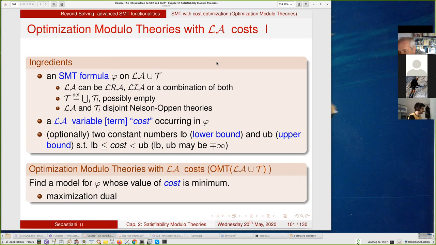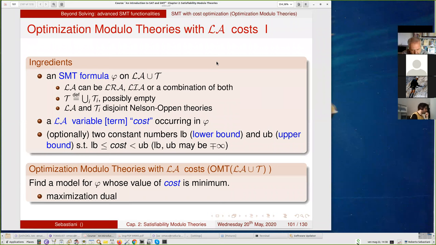So the idea is that you are given a term in that theory, which we can generally think of as a cost. What you want to do is not only check whether the formula is satisfiable or not, but, if satisfiable, find a model which makes the term cost minimum. So this is a combination of SMT and optimization. Not only do you want a model, or to say there is no model, but if there is a model, you want one which is minimum according to this cost function, which is a generic term in the formula.